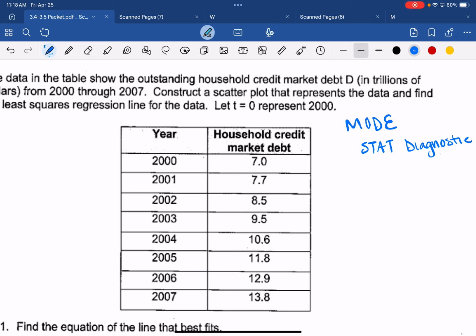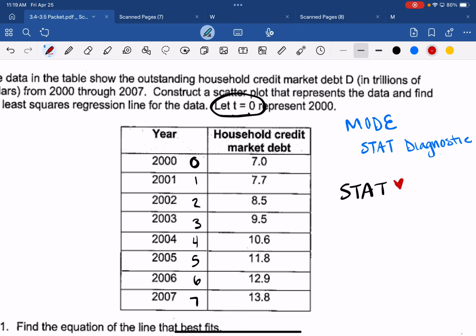Okay, so now we've got ourselves a new table. This is super important up here. Let t equal 0 represent 2000, which means I'm going to type in a 0 here. 0, 1, 2, 3, 4, 5, 6, 7. So now get yourself to that table that we got to type in. Now, what's our favorite button? Stat. When in doubt, hit stat. That's where we type our numbers in. So go ahead, fill in your table.